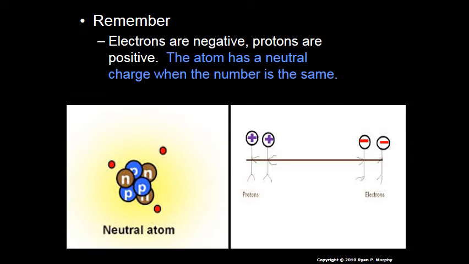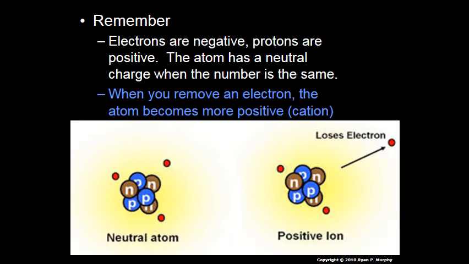The atom has a neutral charge when the number is the same. Think about it like this picture here, right? We have 2 positives pulling that way, 2 negatives pulling that way. They cancel each other out, right? This is a neutral atom over here because we have 1, 2, 3 protons and 1, 2, 3 electrons. Those are neutral atoms. When you remove an electron, the atom becomes more positive, right?